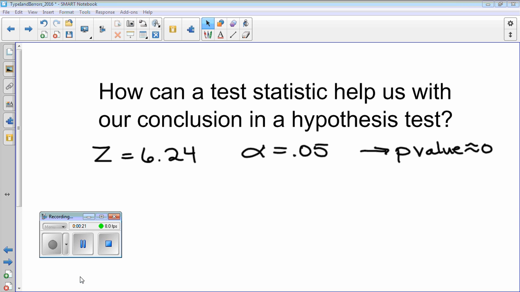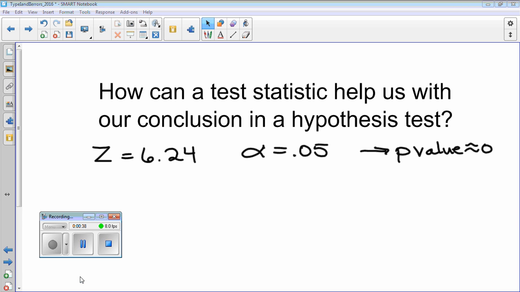This is one of the ones from the homework that we did. I think it was question 14. Is that correct? I'm trying to remember. We had a really strong, really high z-score, a really high test statistic, and the p-value was about 0. Remember that? We did that right before the quiz.